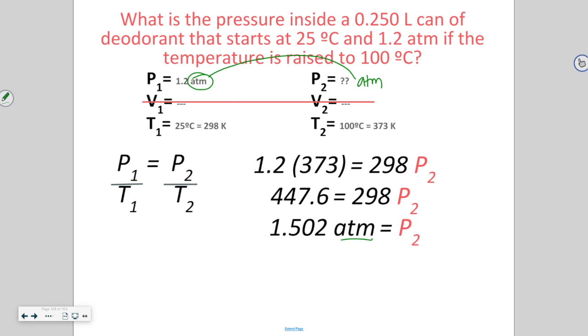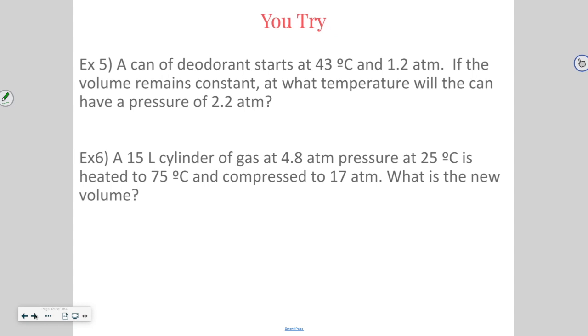All right? So that was the last example that we're going to work through together. You have two problems right here that you can try on your own. Take a second and pause the video and work these out on your own. And then once you play the video again, I will show you what your answers should be. So take a second and pause, work these problems out.